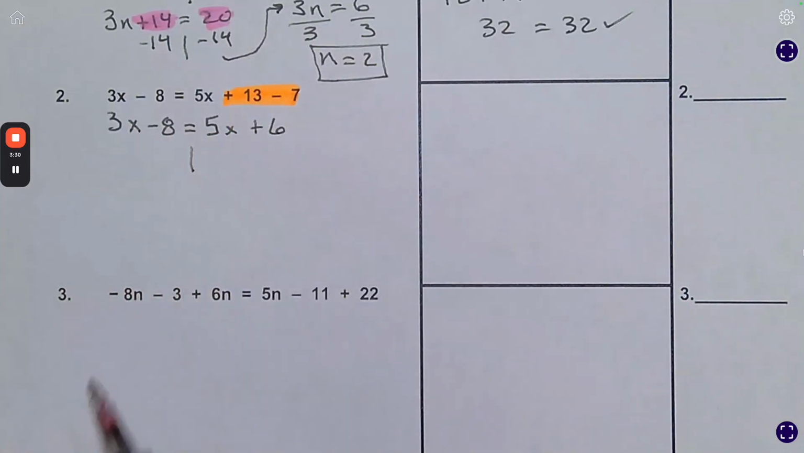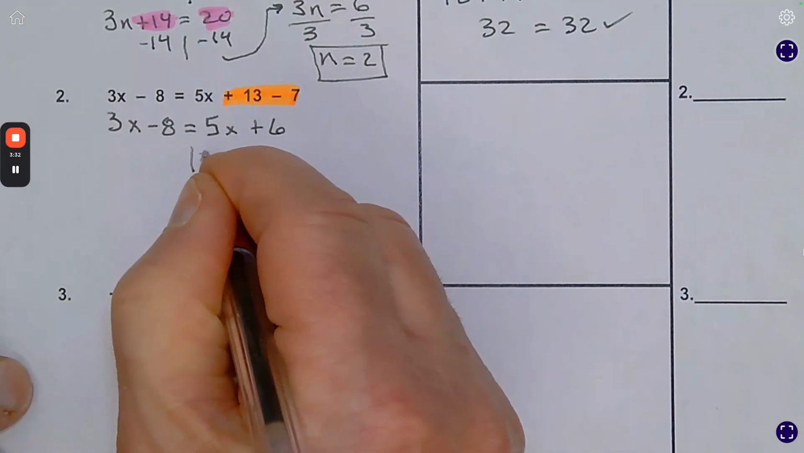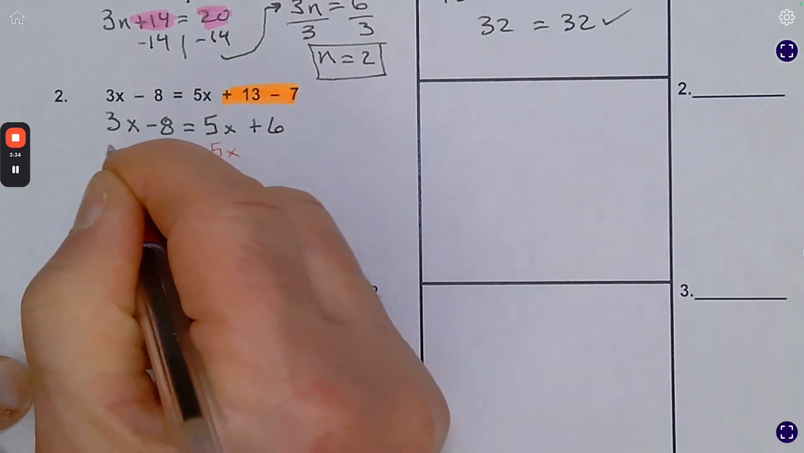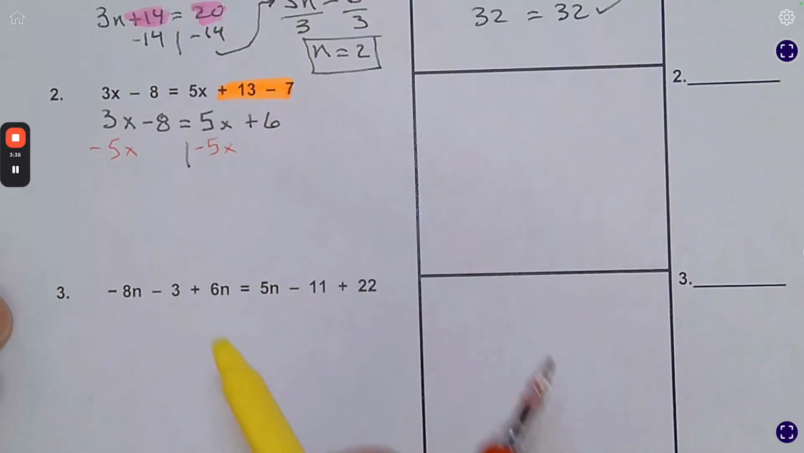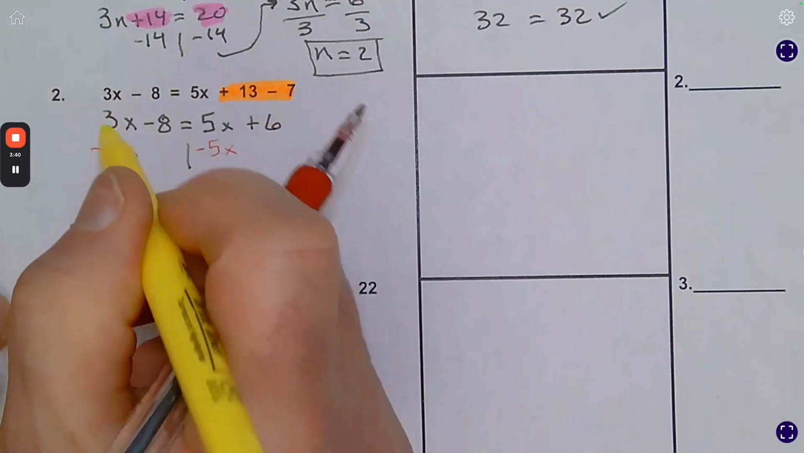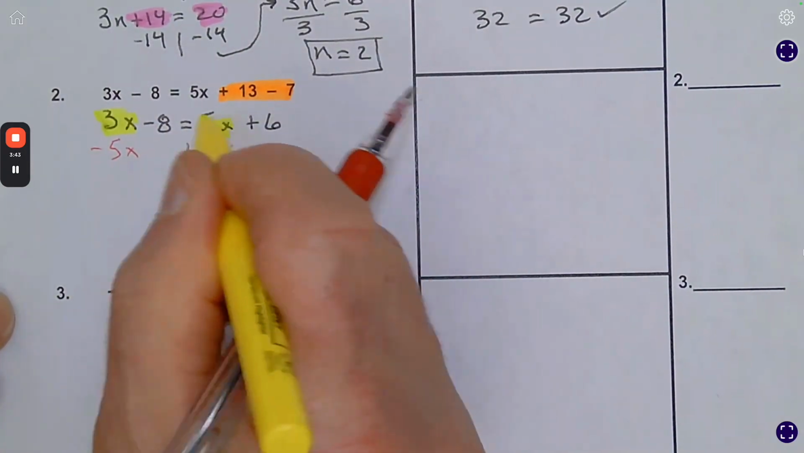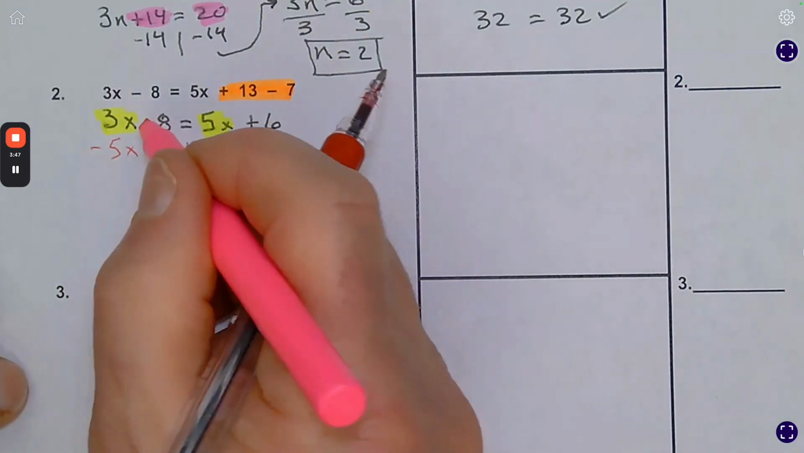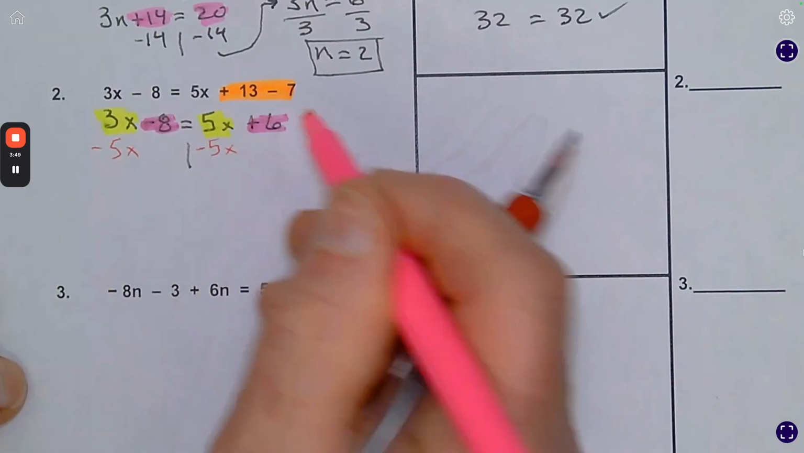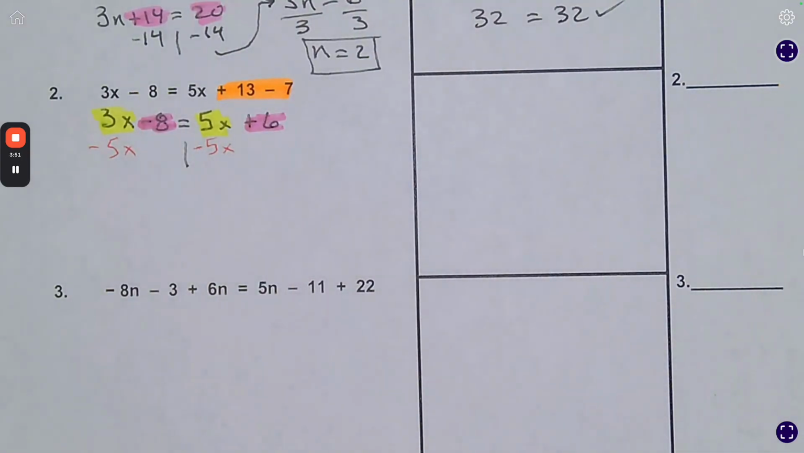All right, now I'm going to move my variables to the left. So I'm going to subtract 5x, subtract 5x. Remember, we have variable terms right here and right here. And then we have these constant terms, and those are right here and right here. So I need to get the yellow ones together, and I need to get the pink ones together. And I always try to get the yellow ones on the left when it looks possible.